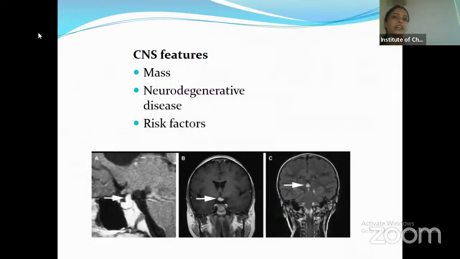CNS features: it might present as a mass in the hypothalamo-pituitary axis, or it might present as a neurodegenerative disease. Neurodegenerative disease might present as an abnormality on MRI or neural dysfunction, with complaints of cognitive impairment and ataxia. The risk factors are lesions in skull bones. This is an MRI picture showing a lesion in the pituitary gland.